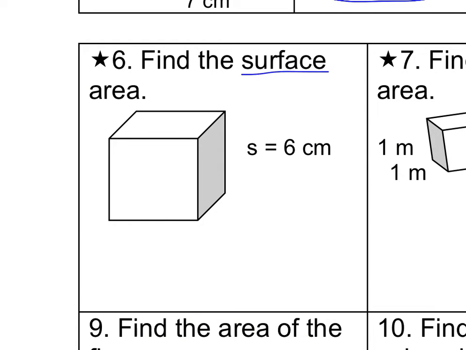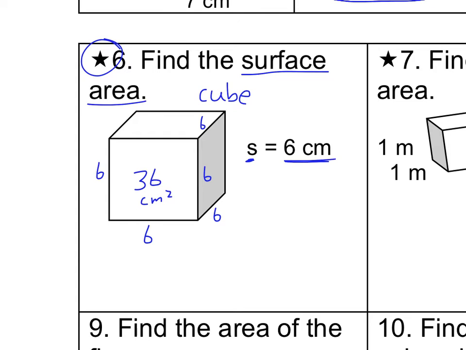Surface area is our new topic for this week. That's what the star is for. And it looks like we have a cube because it's only giving us the length of one side. So being that it's a cube, that means that every single side is 6 centimeters. So this is 6, 6, 6. All these are going to be 6, which means the area of each surface is 36 centimeters squared.